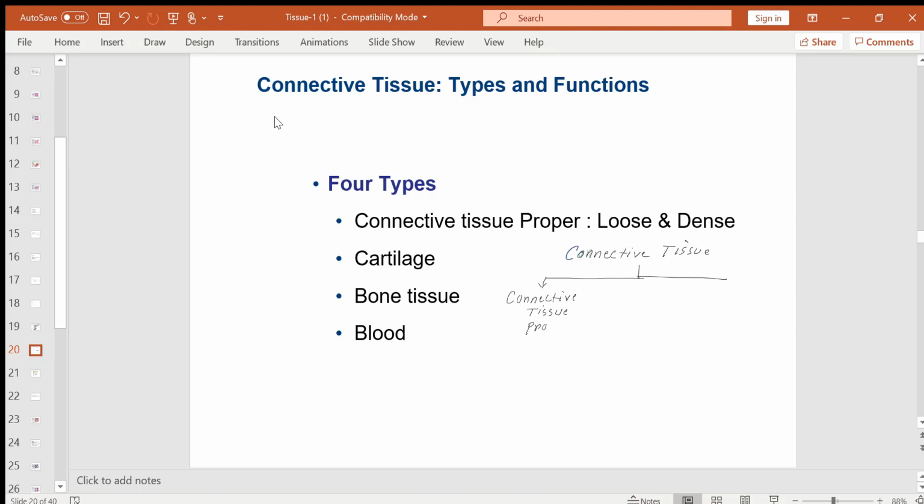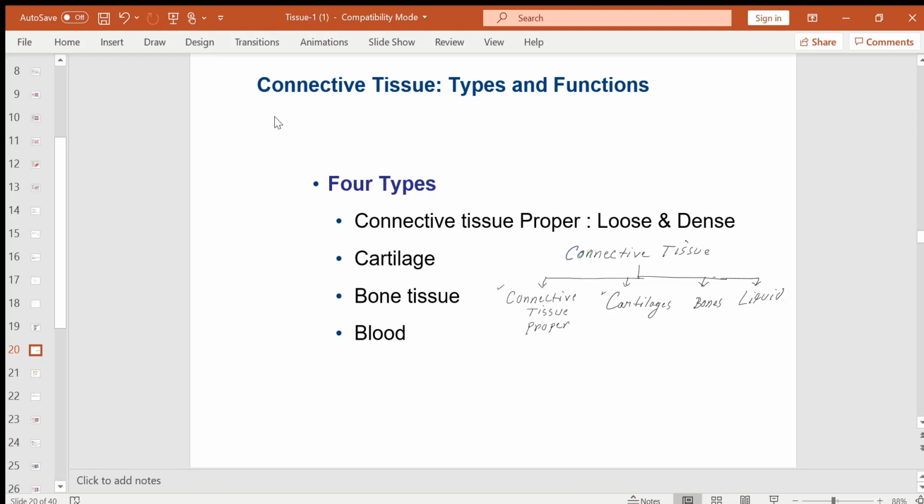Then cartilages are connective tissue, bones are also connective tissue, you already know, and blood, or liquid type connective tissue. So first we divide the connective tissue into these four groups: connective tissue proper, the main type, then cartilaginous, bones, and liquid type connective tissue.